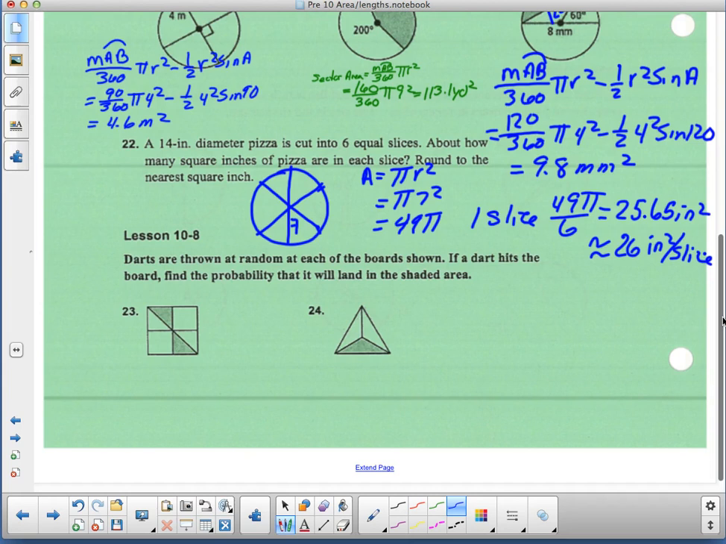Now, in this next one, darts are thrown at random at each of the boards shown. If the dart hits the board, find the probability that it will land in the shaded region. Well, you've got to figure out what's going on with our shaded regions.